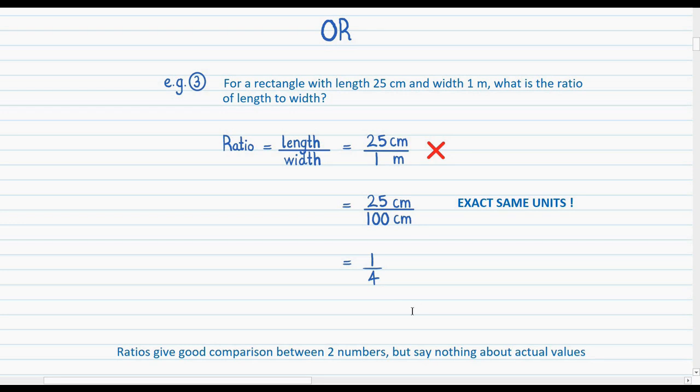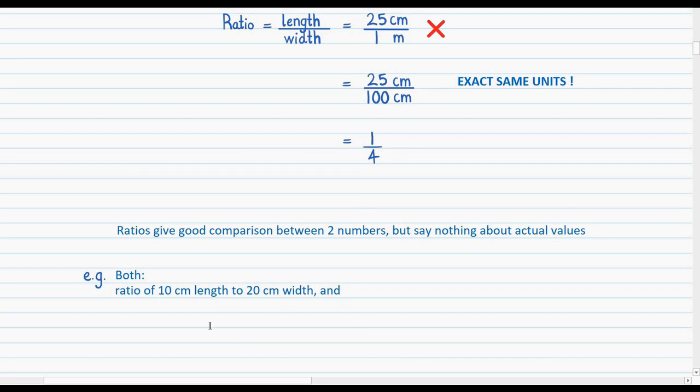And for example, we can look at another bunch of values, both a ratio of 10 centimeter length to 20 centimeter width and a ratio of 25 meter length to 50 meter width will give a length to width ratio of 1/2. So while a ratio can be a useful piece of information, it's not the full picture. And that's everything you need to know about ratios. We can now look at proportionality.